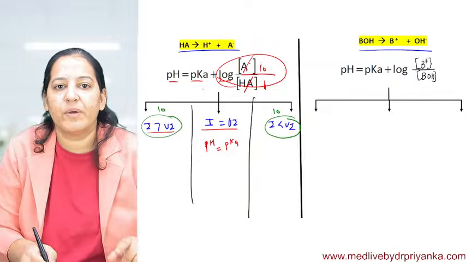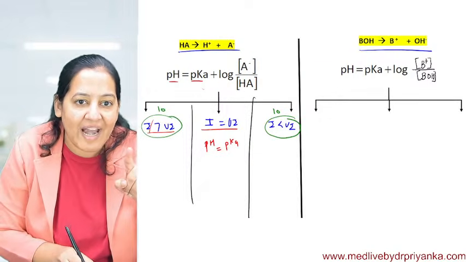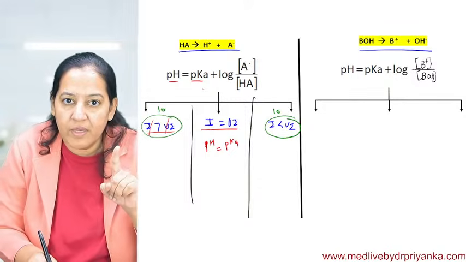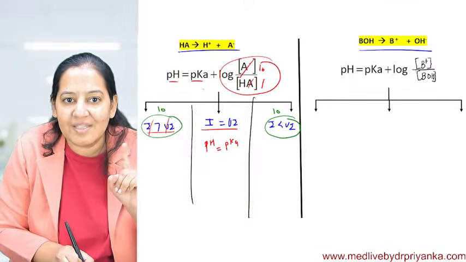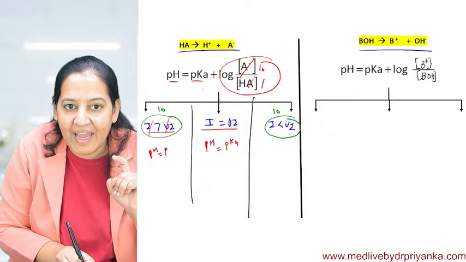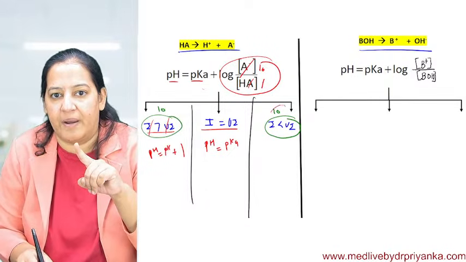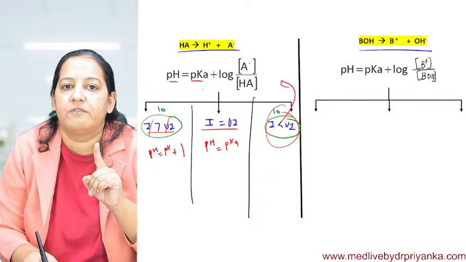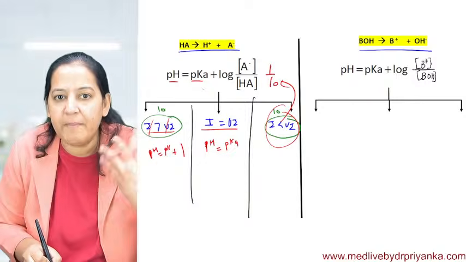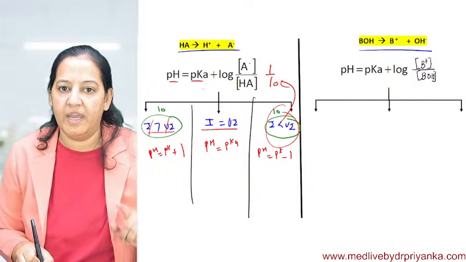So what's going to happen here? You keep ionized 10 times more than unionized. So here this is 10 and this is 1. So log 10 by 1 is 1. So in this case, pH is equal to pKa plus 1. Similarly, this side, if unionized is 10 times more than ionized, it will be 1 upon 10. So it will be log 1 upon 10, that will be minus 1. So pH is equal to pKa minus 1.